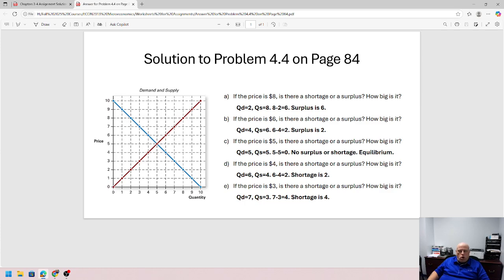All right, and then the last part of the question, part E, asked you if the price is $3, what's the shortage or surplus? Well, in this case, at a price of $3 down here, the quantity demanded is 7, and the quantity supplied is 3. So if you take 7 minus 3, that would give you 4, and that's the shortage. So there is a shortage because quantity demanded, in this case, is greater than quantity supplied. So that's basically how you would calculate all of those items for that problem 4.4 in the textbook. All right?